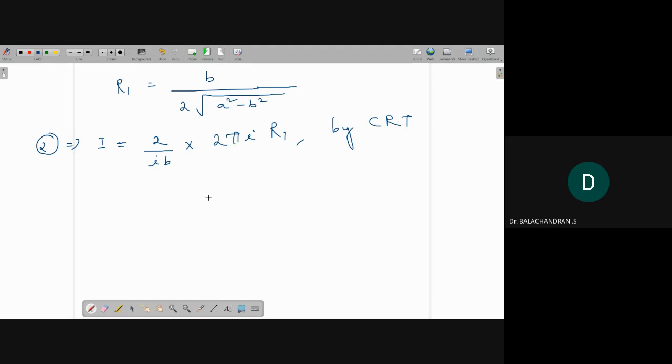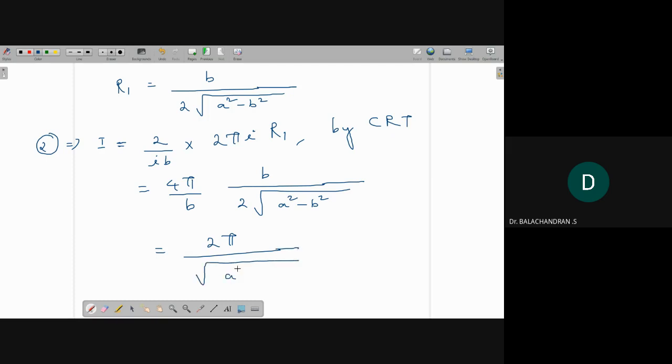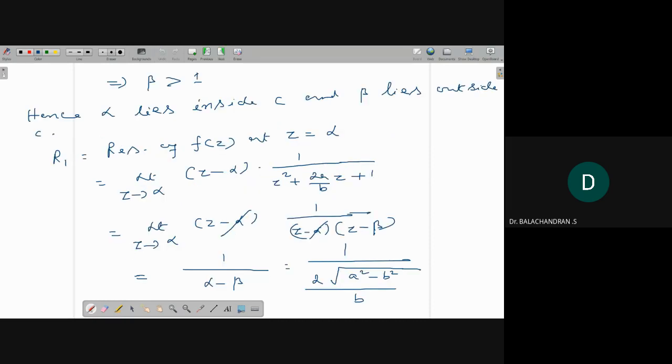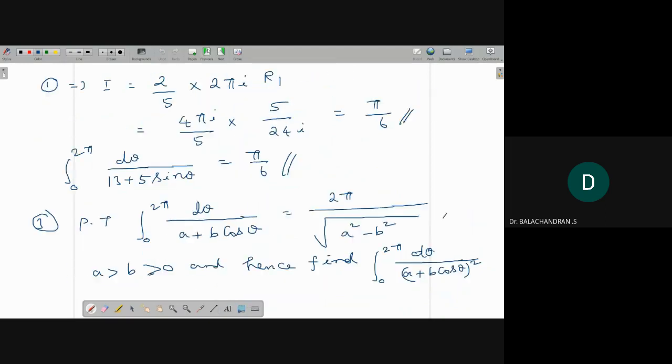Okay, so I gets cancelled. So 4 pi by b, R1 is b by 2 into root of a square minus b square. After cancelling, b gets cancelled. So 2 pi by root of a square minus b square. Actually, we need a square minus b square. This is your I. You can check it. Yes, so the first part is over.